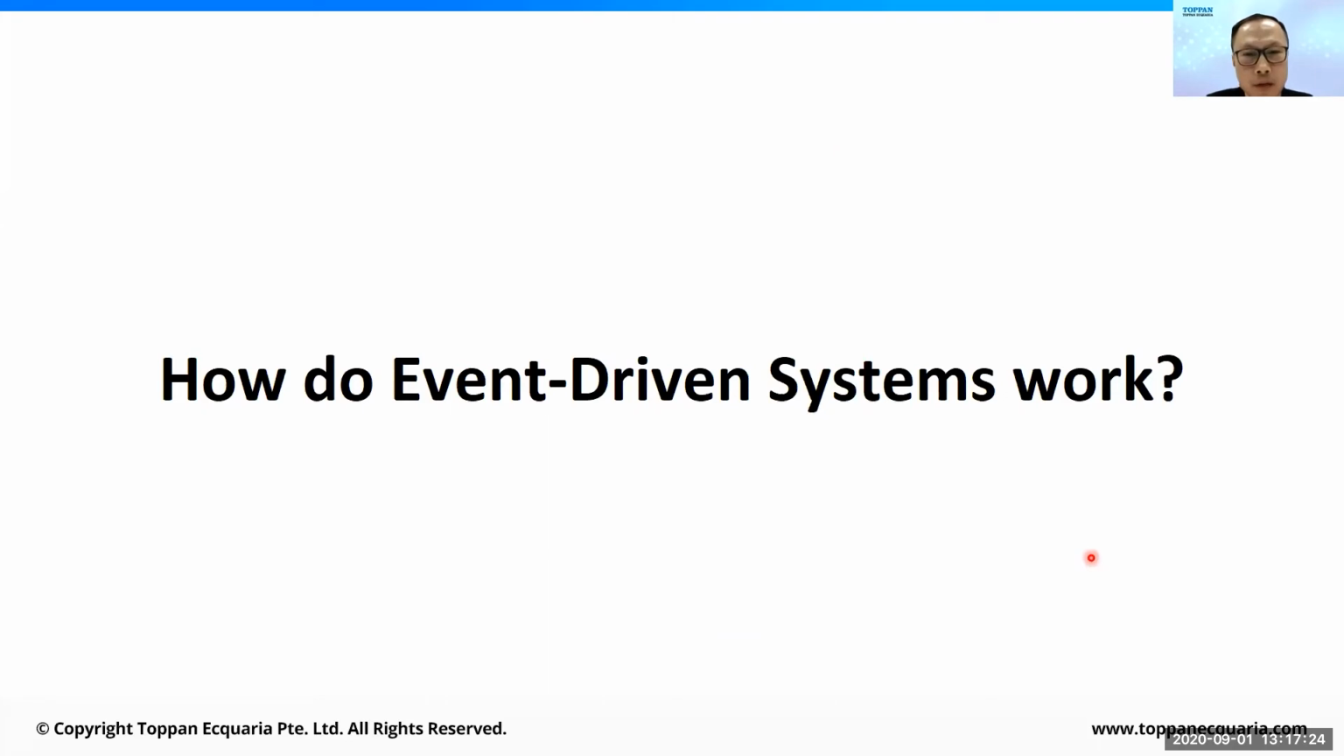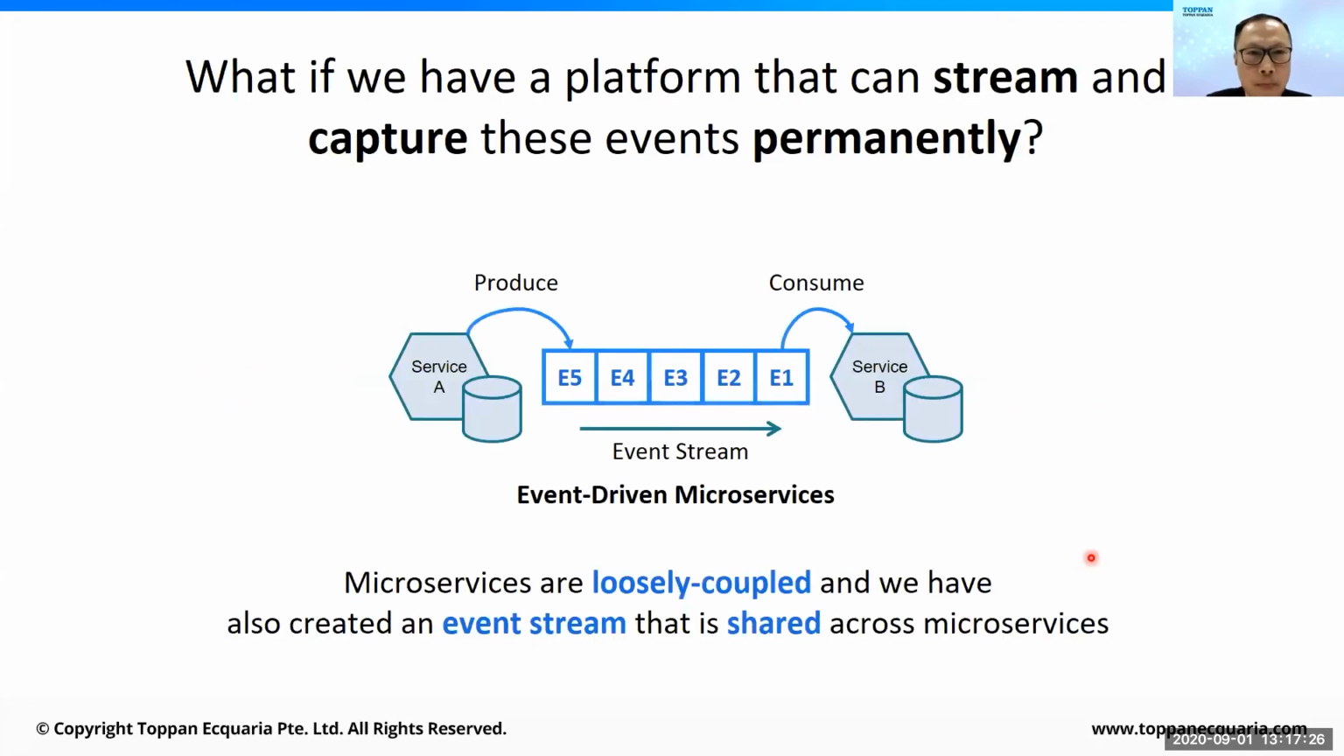So how do event systems actually work? So what if instead of calling over the network, we have a platform that can stream and capture these events permanently? So your service that produces the event actually now publish the event into the streaming platform, and it can keep on publishing, and the service that is interested in the event, service B in this example, can just consume the event of the so-called event streaming platform.